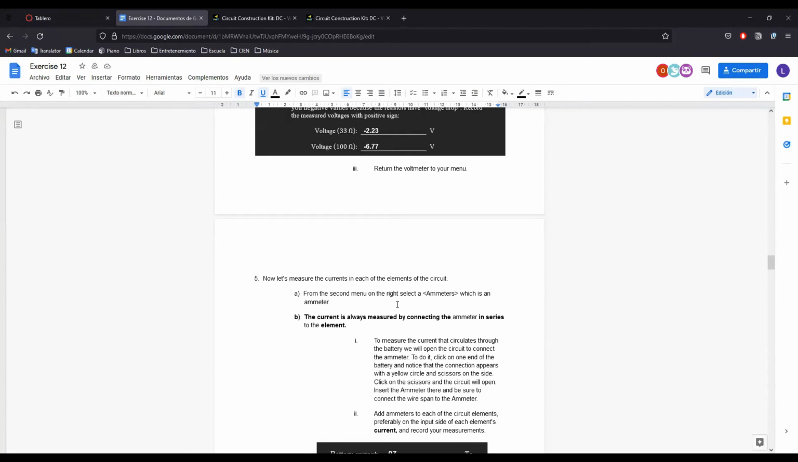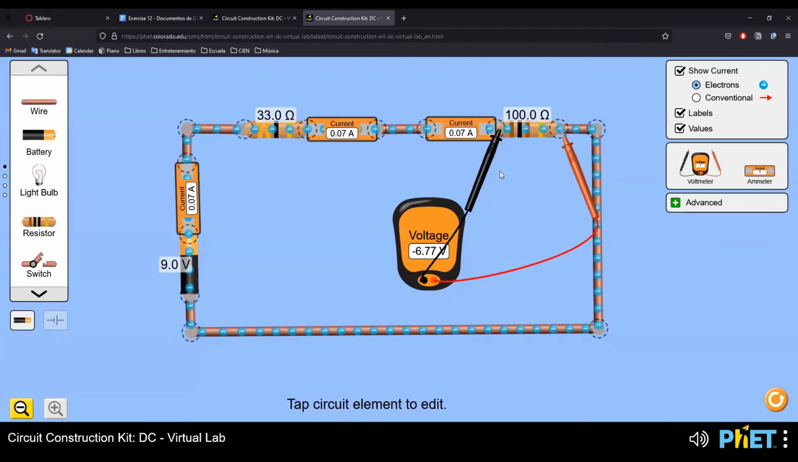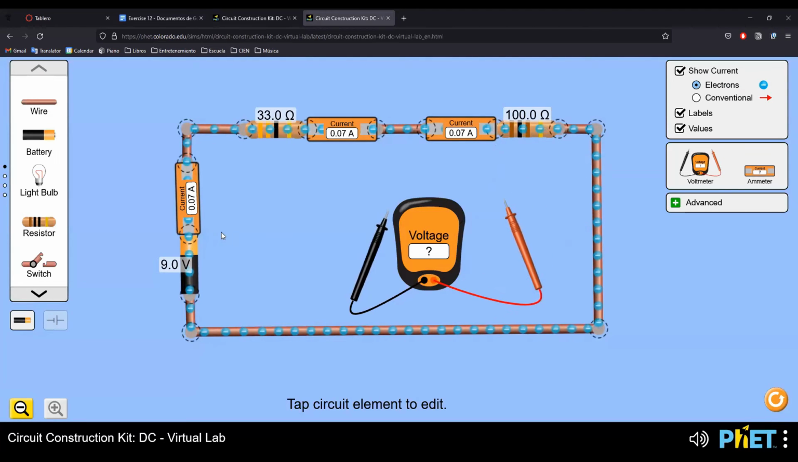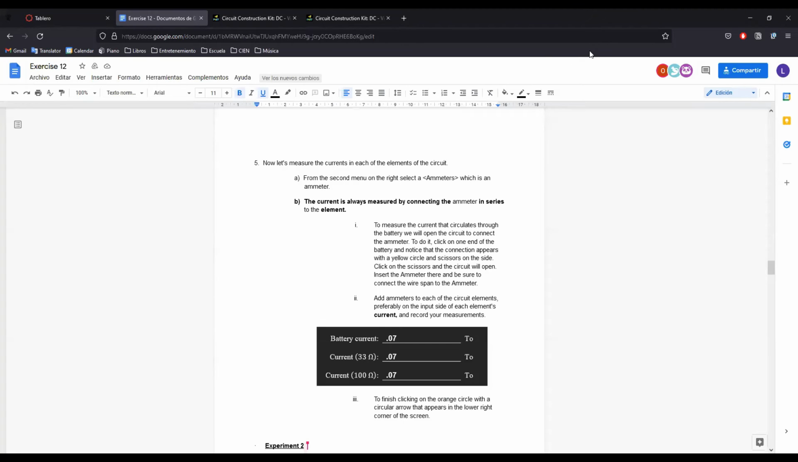And now we have to measure the currents that we already did. Since this is a continuous circuit, it's going to be the same at each point. That is going to be 0.07 amperes. And now with my friend Asansa.